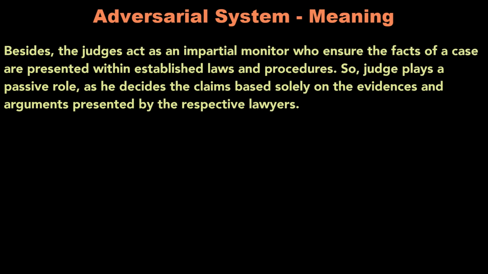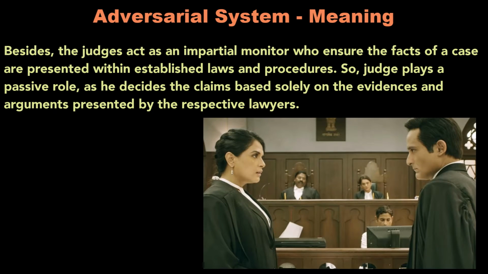Besides, the judges act as an impartial monitor who ensures the facts of a case are presented within established laws and procedures. So, the judge plays a passive role in the adversarial system as he decides the claims based solely on the evidence and arguments presented by the respective lawyers. Okay, so keep in mind, here in the adversarial system, judges are neutral and play a passive role.